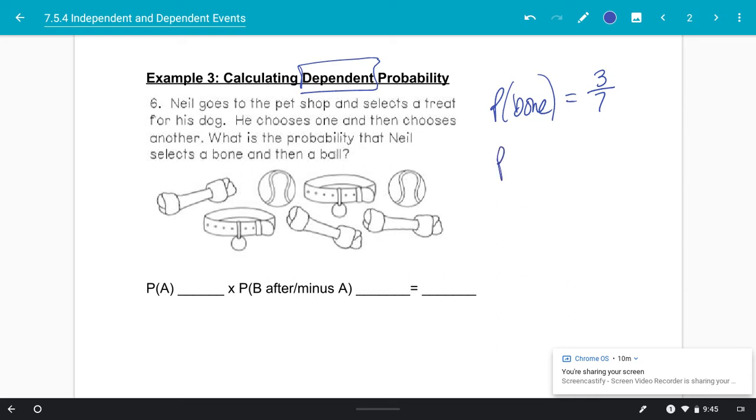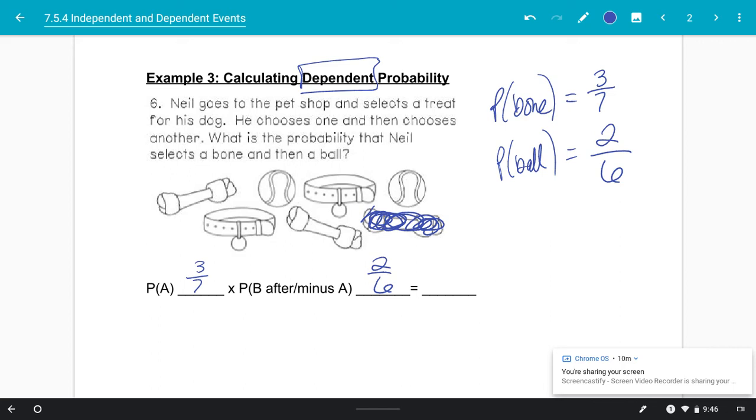All right, then we want the probability now that he would pick a ball. So where this can get tricky is that he's already selected a bone, so that's no longer an option for us to pick from. So how many balls are there? There are 2 to choose from. Out of now how many items? 1, 2, 3, 4, 5, 6 items now, right? Because we've removed that bone. So our probability of our first event, A, is 3/7, and then our probability of event B, after A has already happened, or minus A, right, taking out that bone, is 2/6.